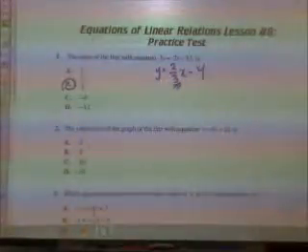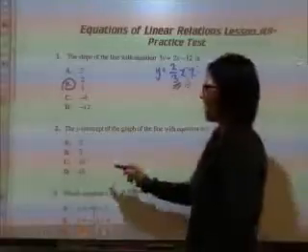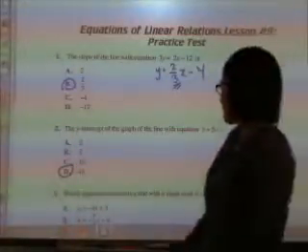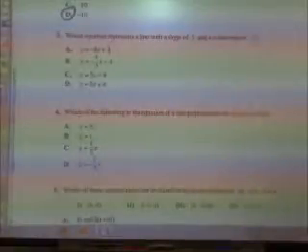Okay? Y-intercept of the graph of the line with the equation y equals 5x minus 10 is? Negative 10, because it's already written in slope y-intercept form. Okay? Question number 3. Which equation represents a line with a slope of 3 and a y-intercept of negative 4?